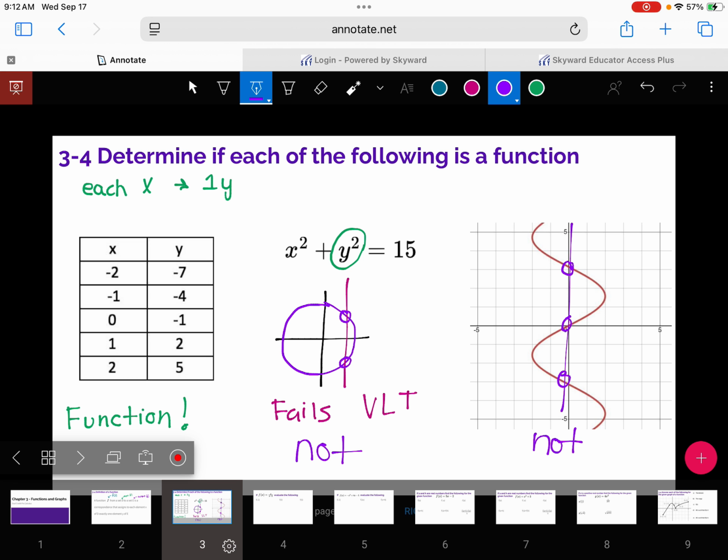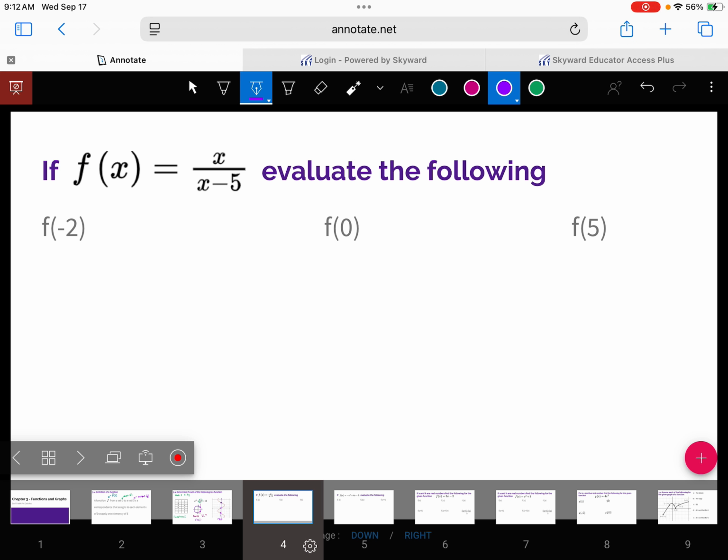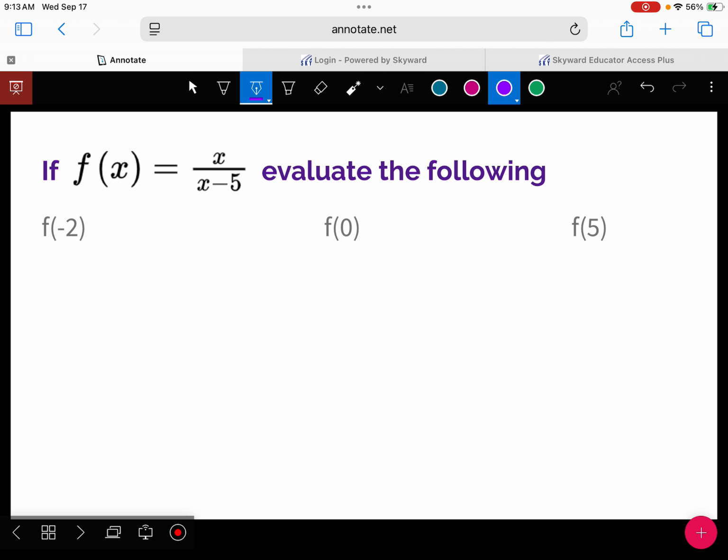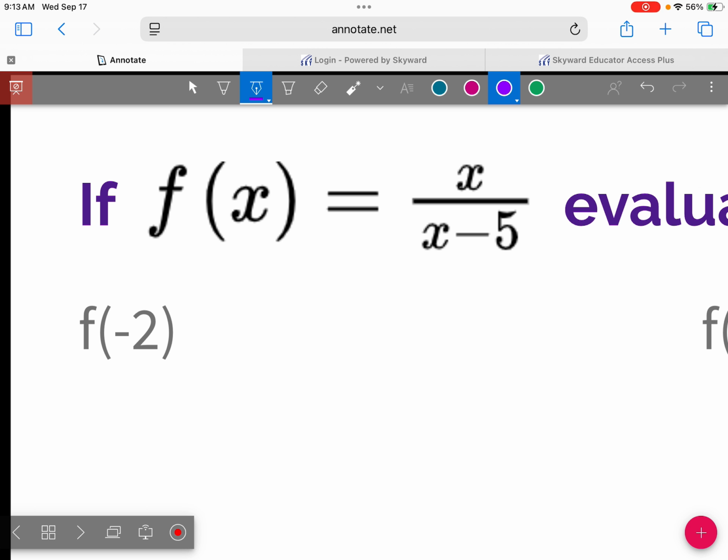Okay. So for the most part, when we're telling if things are or are not functions, it's going to be pictures or do our x's repeat. The next thing we're going to have a lot of is substituting and evaluating. So we'll be given a function and asked to do some evaluating. So if f of x equals x over x minus 5, and we want to evaluate f of -2, f of 0, and f of 5, what are we going to do with that? Substitute those numbers in.